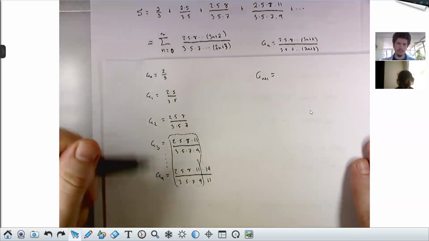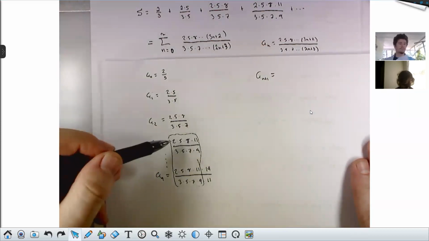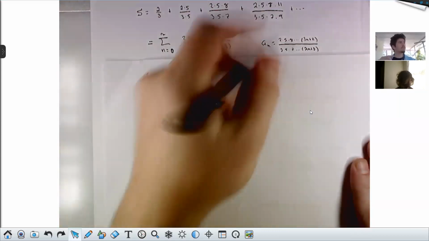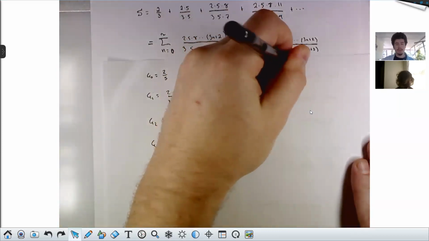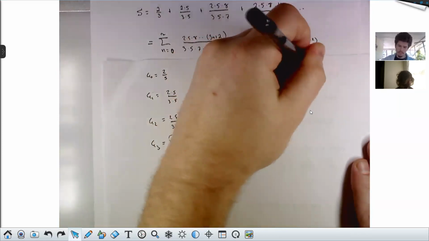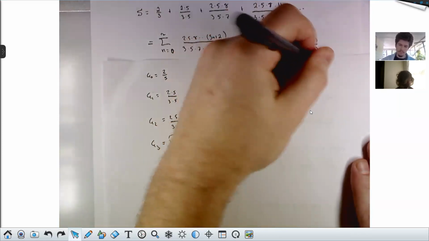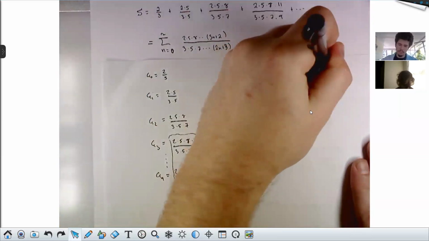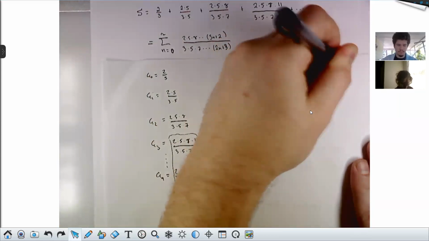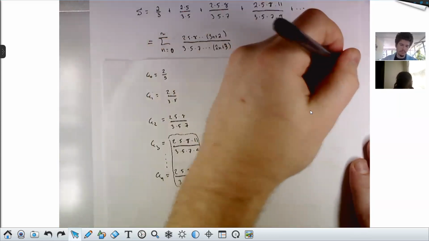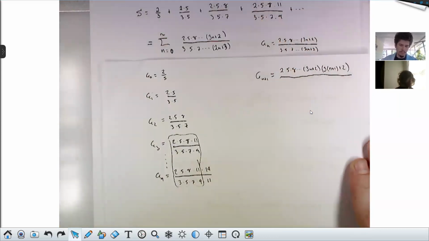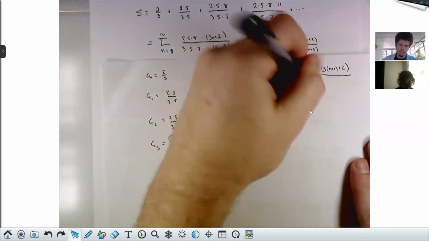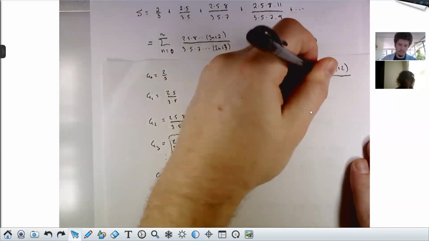The next term has all the stuff from the previous term plus one more piece in each product. So a_{n+1} has a copy of a_n in it. But then what would be the next term in the product upstairs? If we continued that pattern, it would be 3 times (n plus 1) plus 2, swapping the n for n plus 1 in parentheses. And downstairs, same sort of thing, 3 times 5 times 7 out to 2n plus 3.